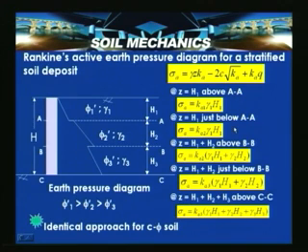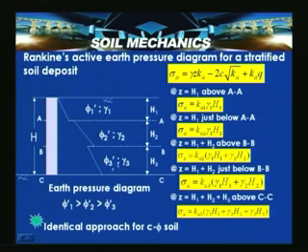So here at Z is equal to H1 above AA, the ordinate is here, and at Z is equal to H1 just below AA, it is Ka2 gamma 1 H1. At depth Z is equal to H1 plus H2, that is at level B and just above BB, sigma A is equal to Ka2 into gamma 1 H1 plus gamma 2 H2. Now at depth Z is equal to H1 plus H2 just below BB, that is this particular portion.